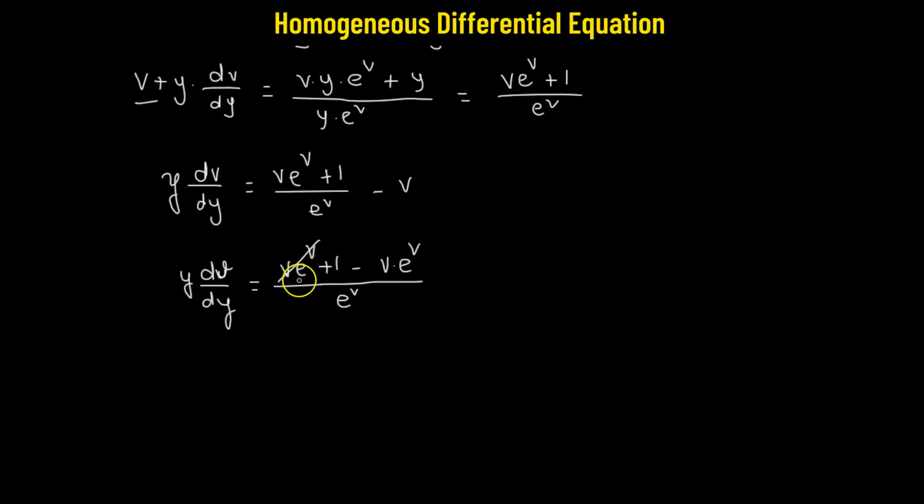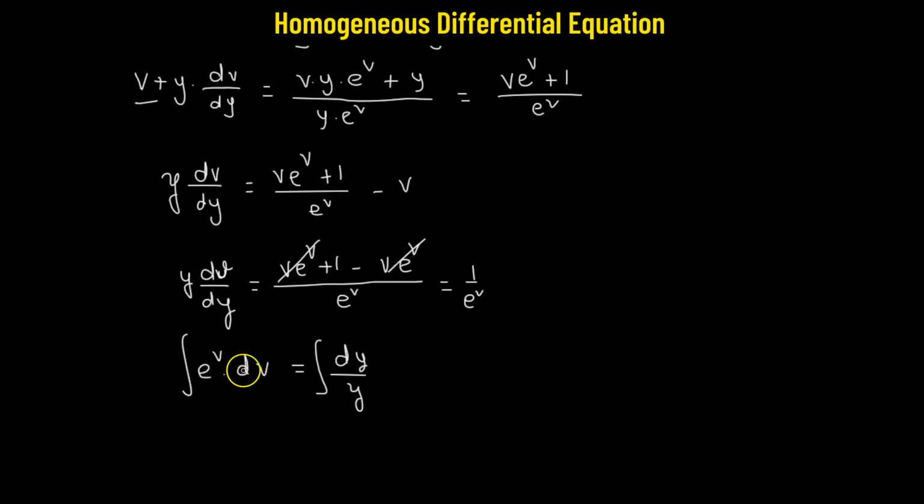So here the v times e raised to the power of v term gets cancelled away, and we are left with 1 over e raised to the power of v, and this can be rewritten as e raised to the power of v times dv equals dy over y. So what we have here is a variable separable form, and it's a very easy integration that we can perform.